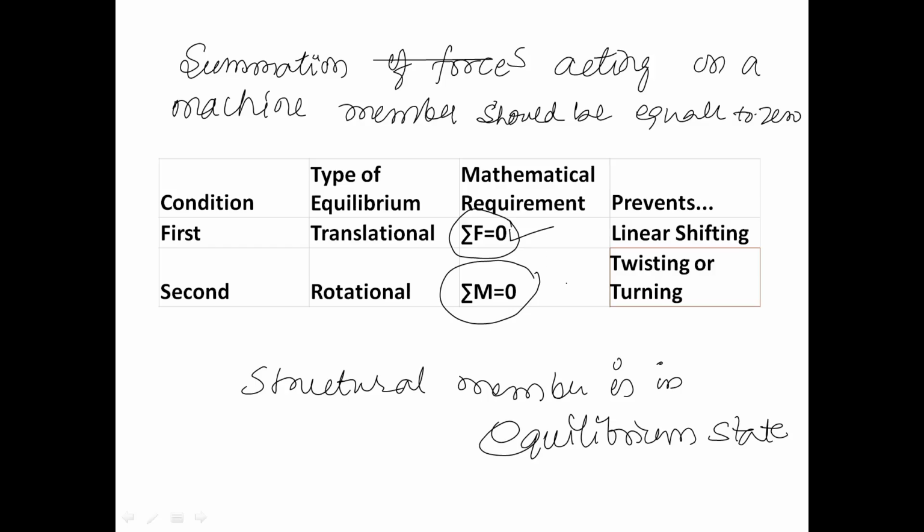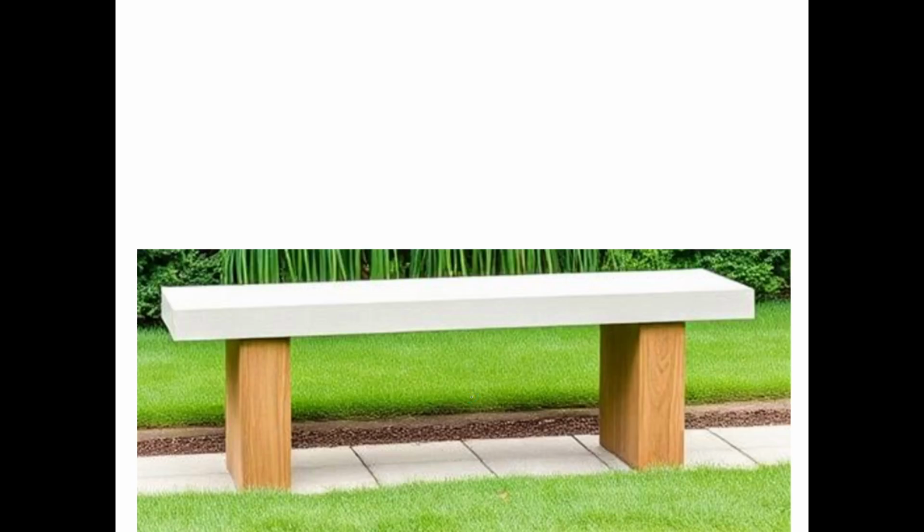Summation of the forces, including reaction forces, should be equal to 0. And the moments caused by the different forces on the machine member should be equal to 0. Then only the structural member is in an equilibrium state. Okay. Now let us take one example.